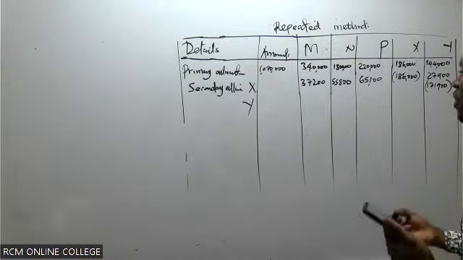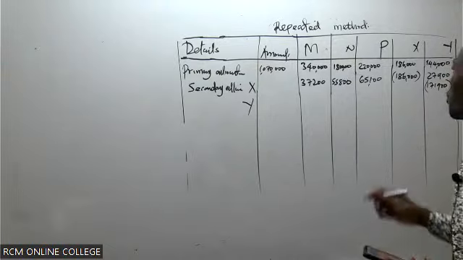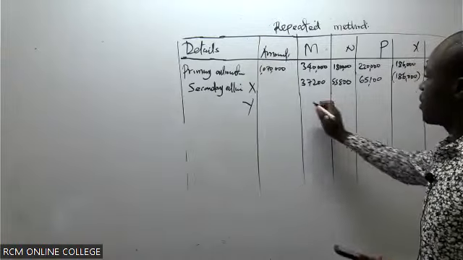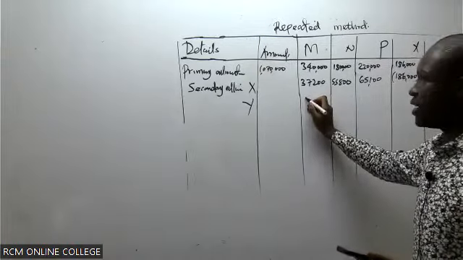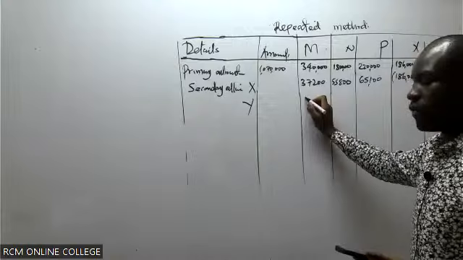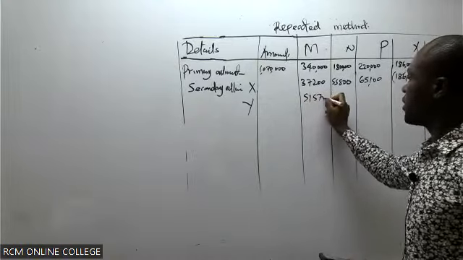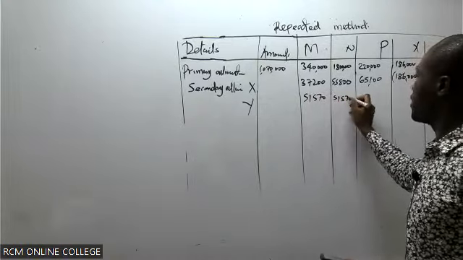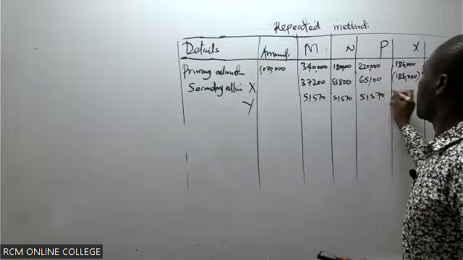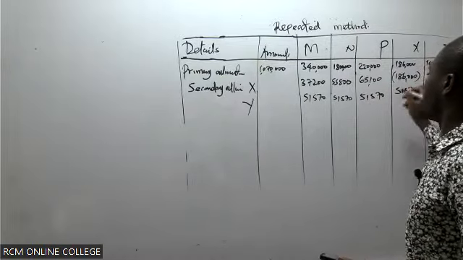In what proportion? 30, 30, 10. So what is 30% of this? Mtu aweke hapa. 30% of that itakuwa ngapi? 51,570.